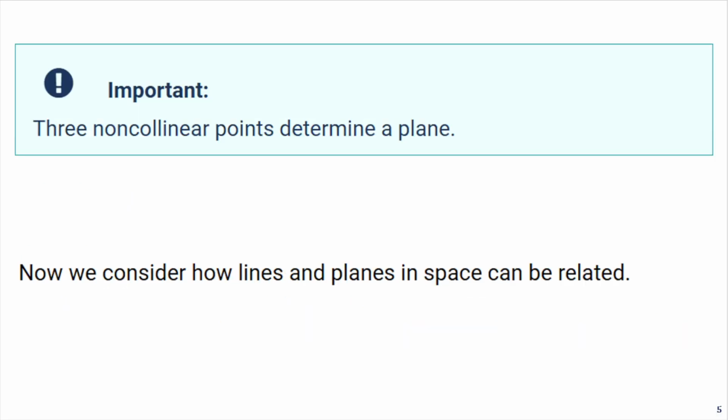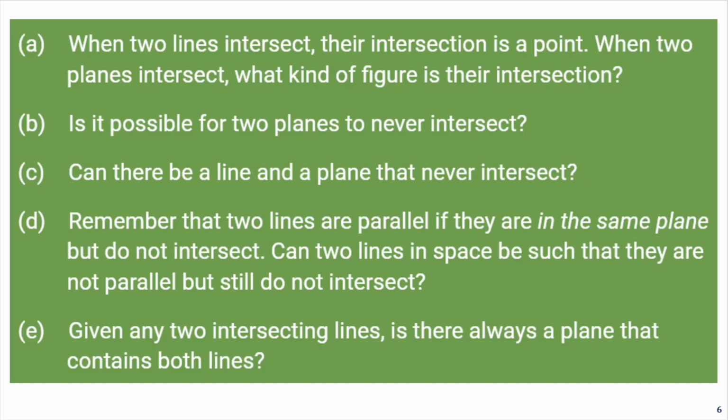So, in summary, 3 non-collinear points determine a plane. And now we consider how lines and planes in space can be related. Okay, so I'll give you some time, probably 4 minutes, to consider these questions first, and after that we'll have a look at the solution together.